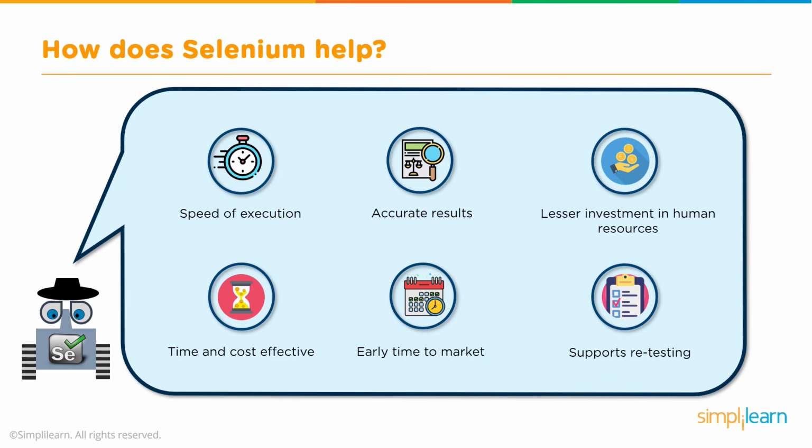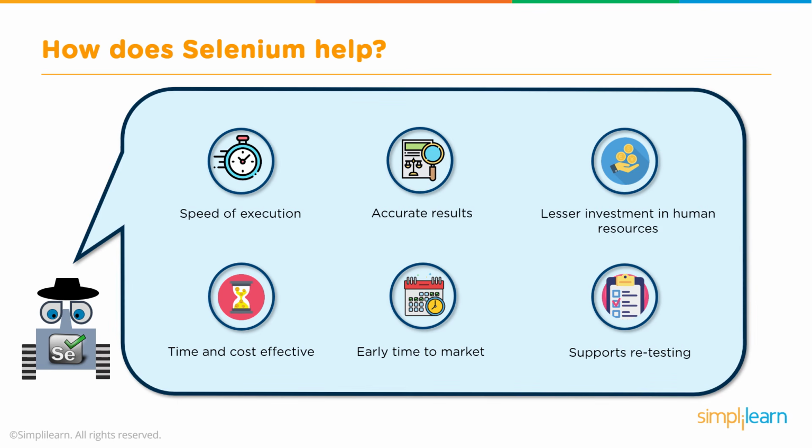So how does Selenium help? We saw all the demerits of manual testing. So we can say by automation of test cases, one, Selenium helps in speedy execution of test cases. Since manual execution is avoided, the results are more accurate, no human errors. Since your test cases are automated, human resources required to execute automated test cases is far less than manual testing. Because of that, there is a lesser investment in human resources. It saves time, and you know time is money.